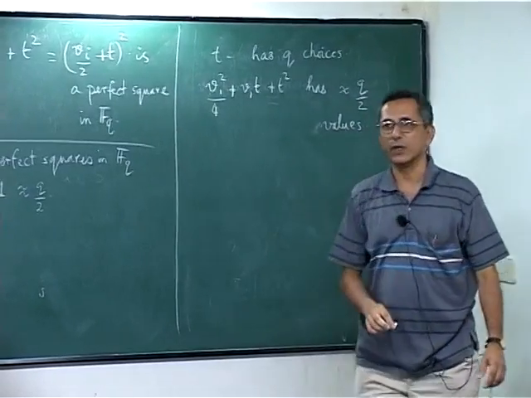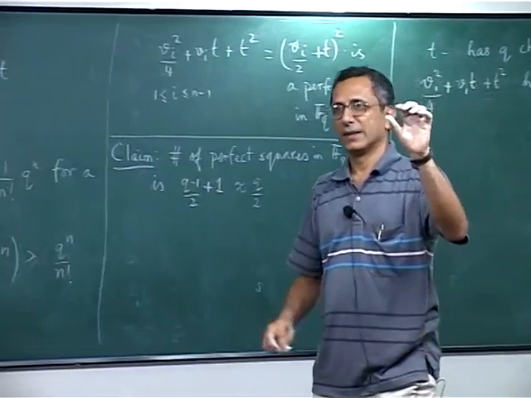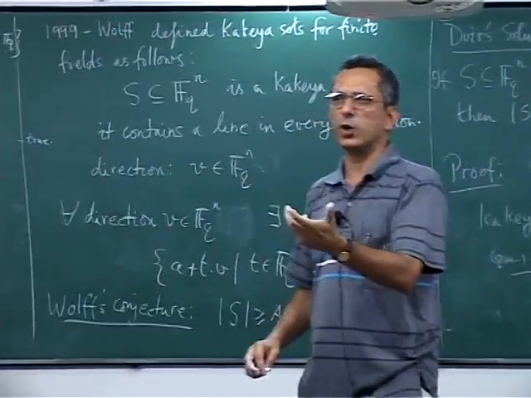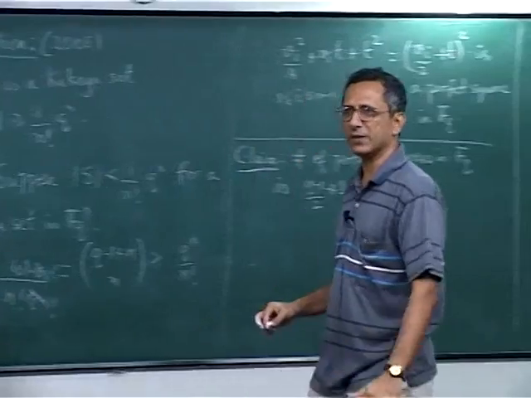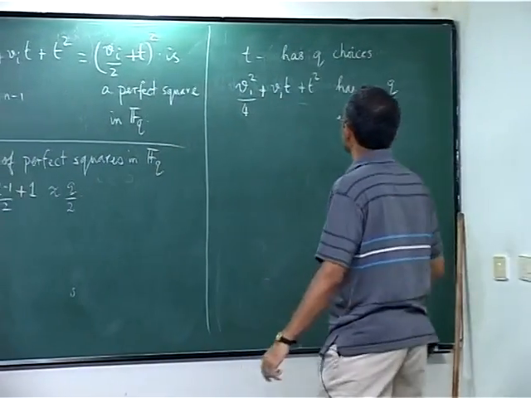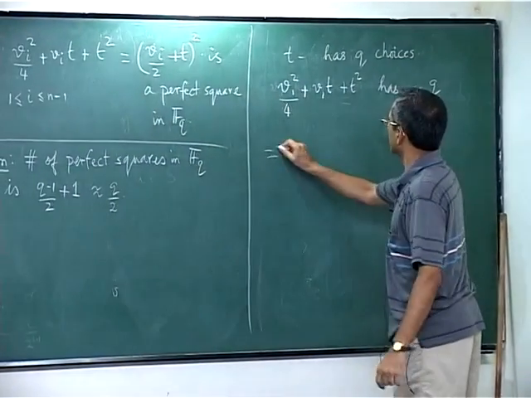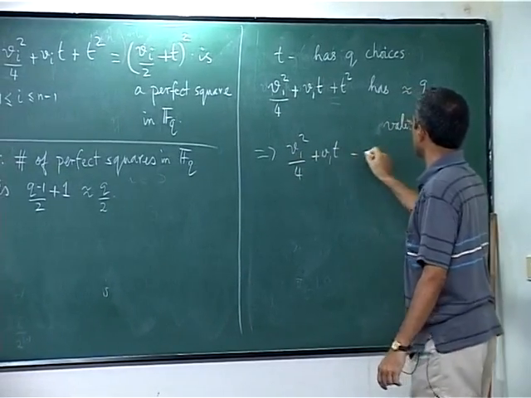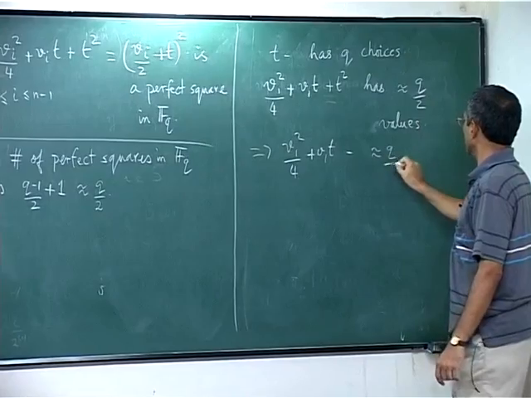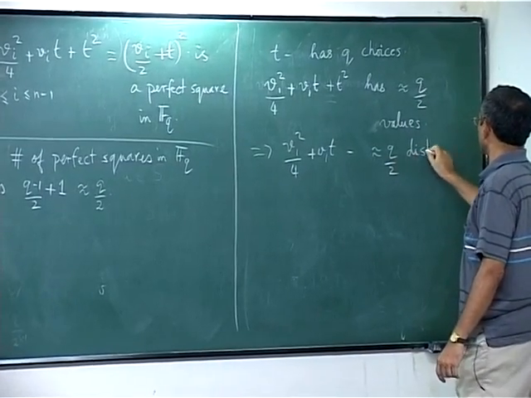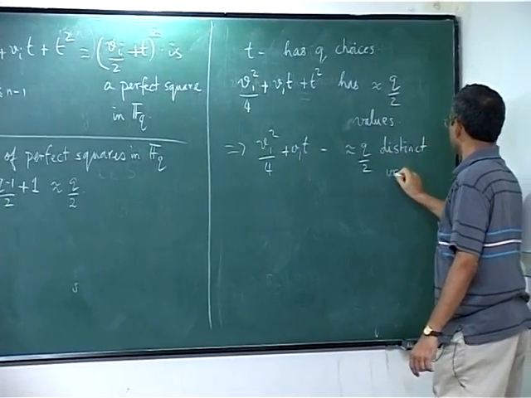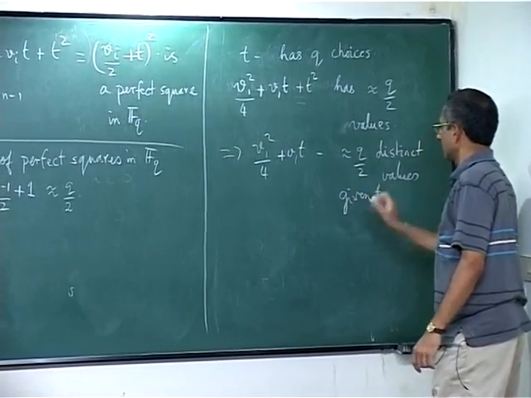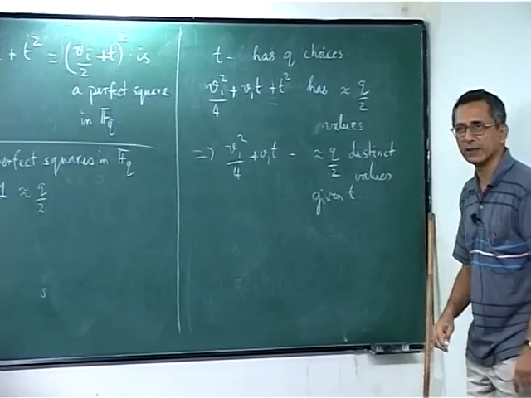The number of distinct values that V1 square by 4 plus V1t plus t square can take is at most q by 2. Only so many distinct values it can take, which implies V1 square by 4 plus V1t has only q by 2 distinct values given t. Once given t, this has only so many distinct values.